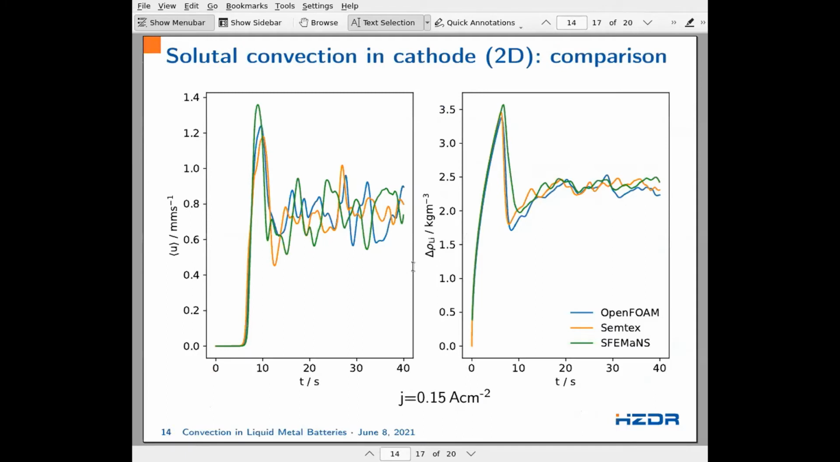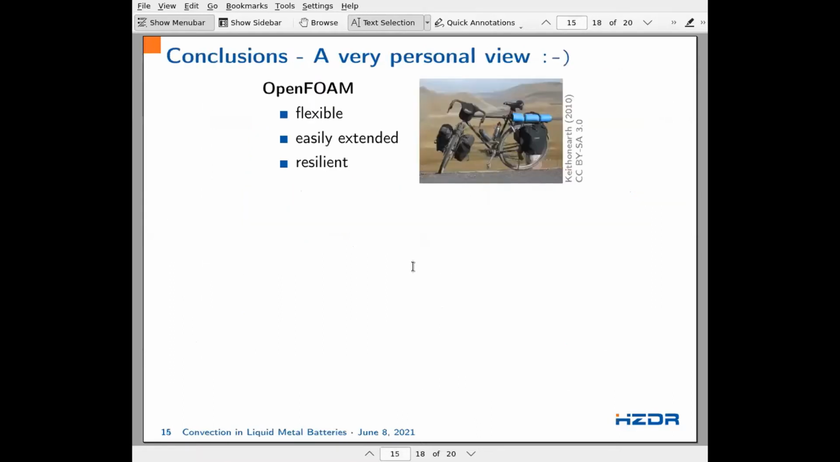And now for the comparison, that's the only slide I have on that. Basically, you see that the time dependence of the integral values by all three solvers for the same case are roughly the same in terms of velocity as well as mass concentration of lithium.